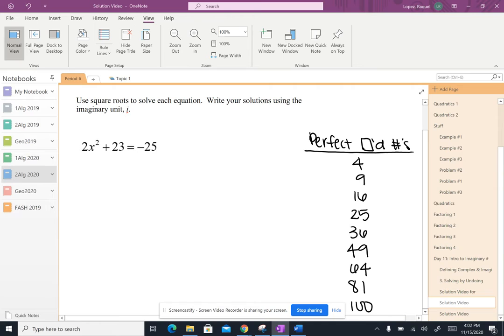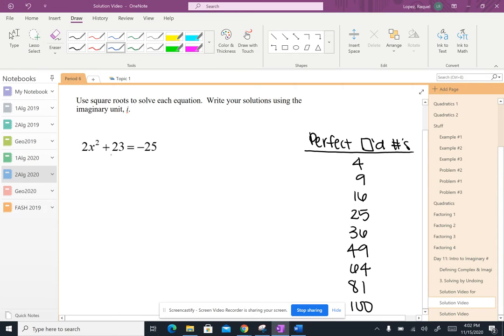So to start solving for x, I want to isolate the variable. To do that, I'm going to start off by subtracting 23 on both sides of the equation. So that leaves me with 2x squared equals, let's see, negative 25 minus 23 is negative 48. Okay. And so then from here, I want to divide by 2 on both sides of the equation. Be careful, we're not going to subtract 2, we're dividing by 2. And that leaves me with x squared equals negative 24.